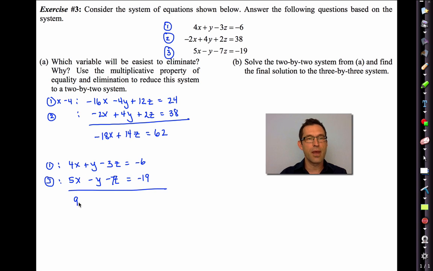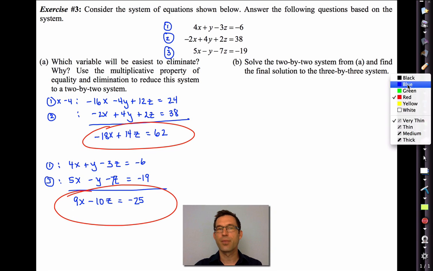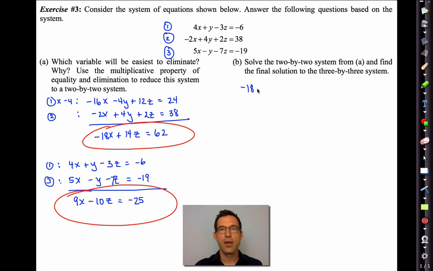Add together, and we're going to get 9x. These two just normally cancel, which is nice. I don't really have to do anything. Negative 3z, negative 7z, negative 10z, and this gives me negative 25. So there we have it. Let me circle those in red. There's now our 2x2 system. Let me write that over here: negative 18x plus 14z equals 62, and 9x minus 10z equals negative 25.